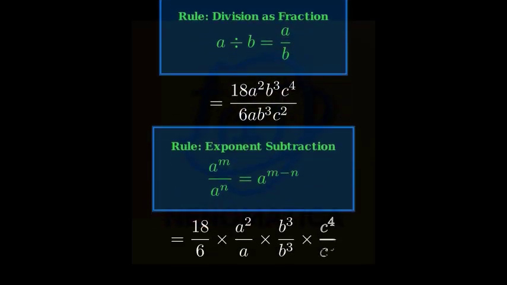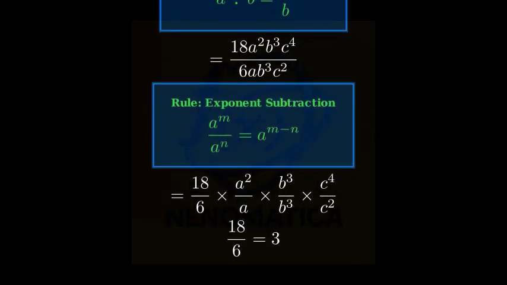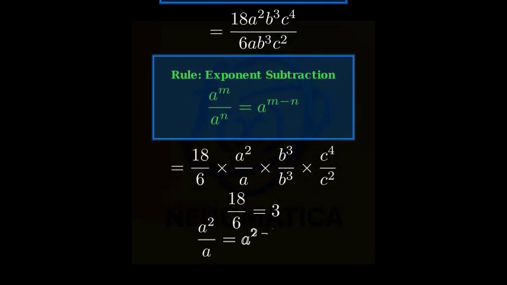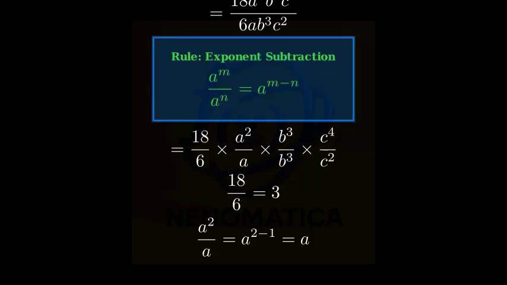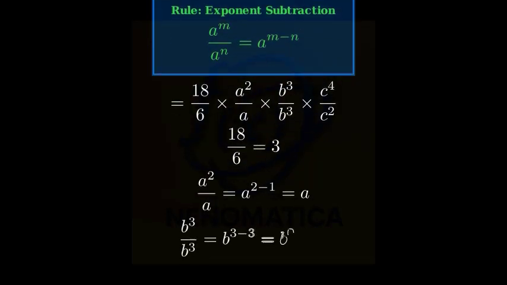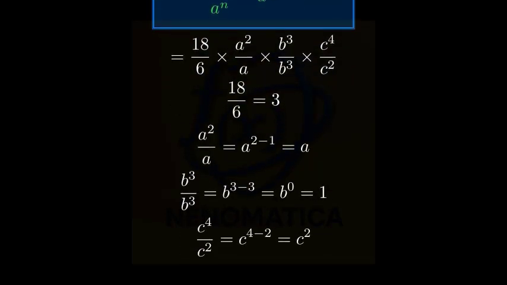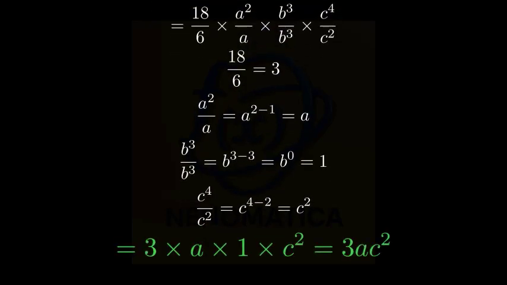18 divided by 6 equals 3. A squared divided by a equals a. B cubed divided by b cubed equals 1. And c to the fourth divided by c squared equals c squared. Multiplying these all together, we get 3 times a times 1 times c squared, which equals 3ac squared. Let's look at our fourth example.